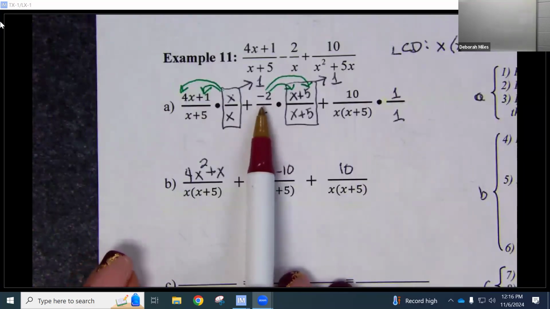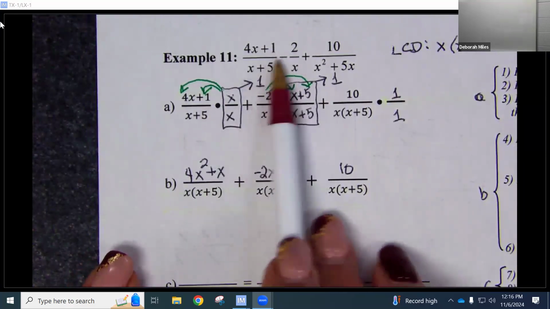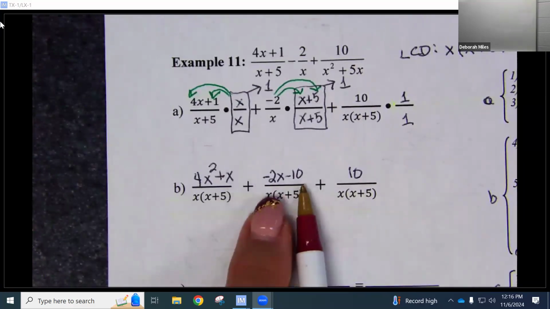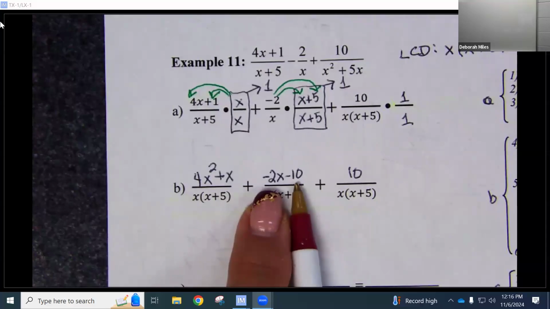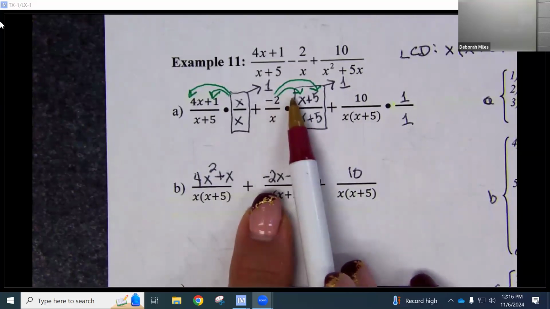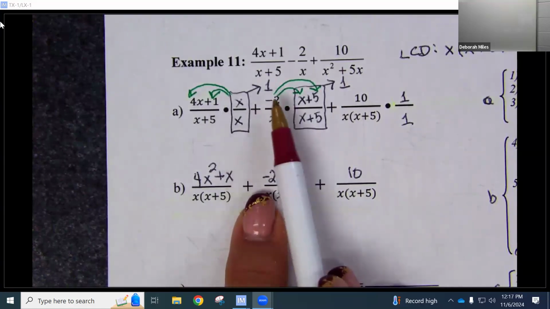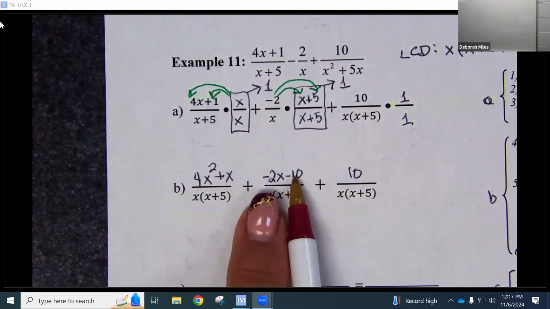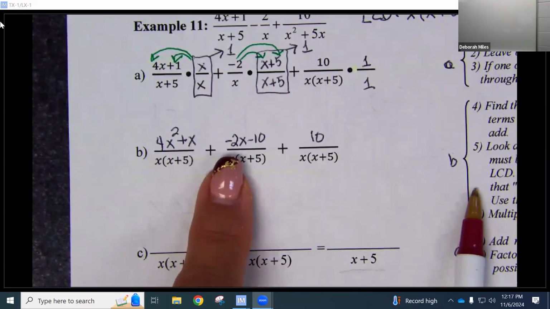Caution you one thing right here. If I had not taken this negative and put it in the numerator, I probably would have had a -2x plus 10 here. It's harder for my eyeballs to remember to distribute it out front than if it were in the numerator. Putting it in the numerator helped me remember to distribute it. And that's all of step B.